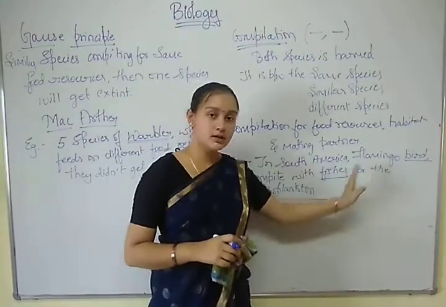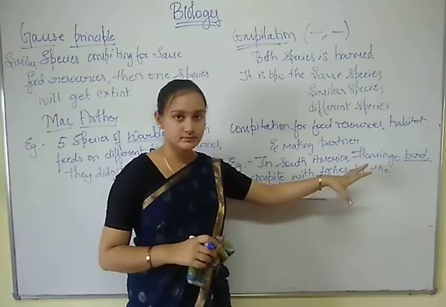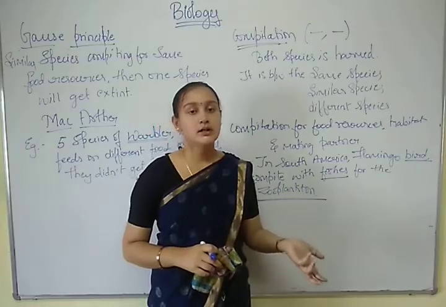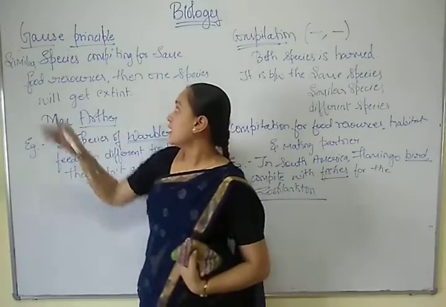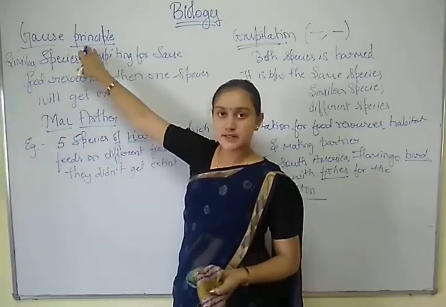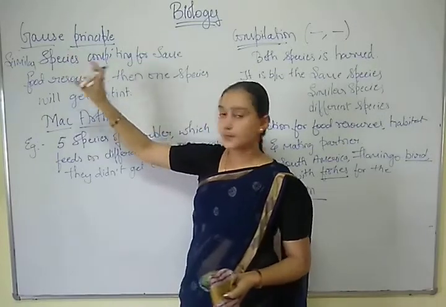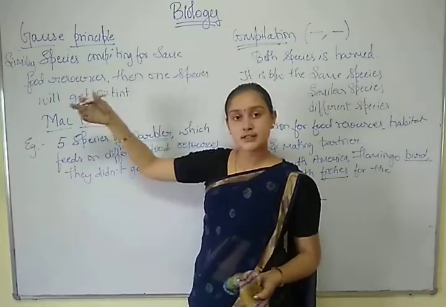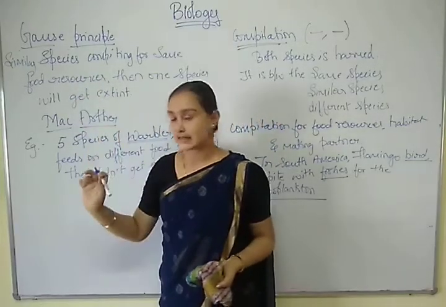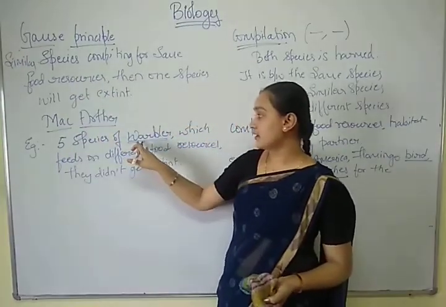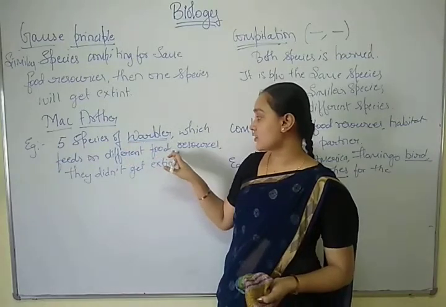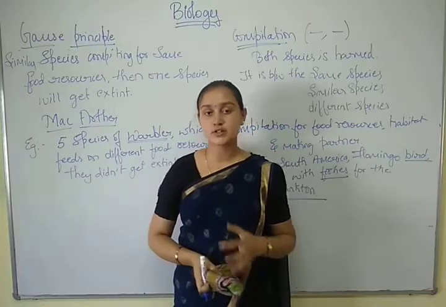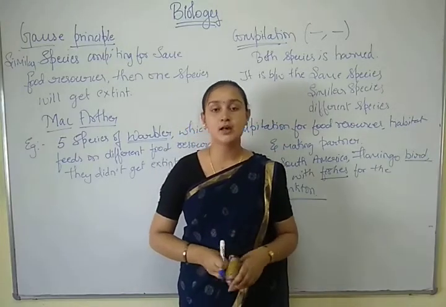Because they both are competing for this, both the species will get harmed. With the Gauss principle, if both the species feed on the same food resources, then one species might get extinct. If they feed on different food resources, they don't get extinct. So this was about predation and competition.